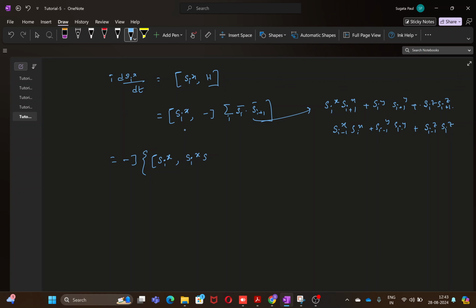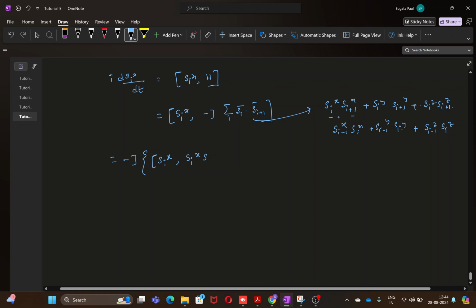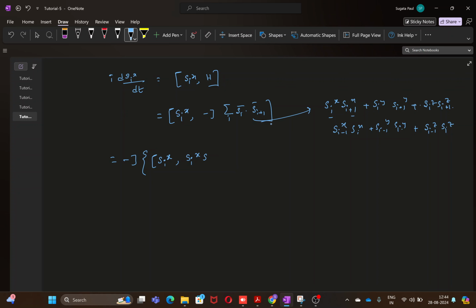Like if the left side is SI, then the right side should also have an SI part. So we ignore the other terms from the summation and only take those terms which have SI present. SI can only be present with two nearest neighbors: one is I plus 1 and the other is I minus 1. That is how we have decomposed this product term.